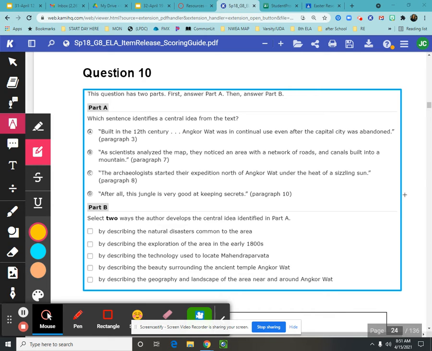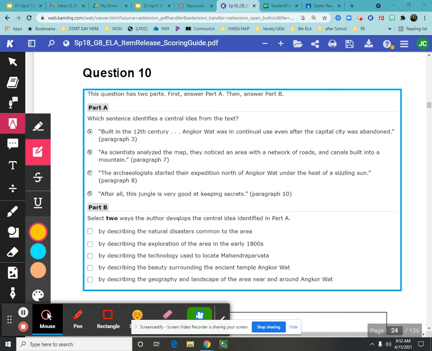B, as scientists analyzed the map, they noticed the area with networks of roads and canals built into the mountain, in paragraph 7. Okay, we have some B's. C, the archaeologists started their expedition north under the heat of the sizzling sun, in paragraph 8. D, after all, this jungle is very good at keeping secrets, paragraph 10. Okay, it looks like most of you had B. So let's look at that first before we decide.